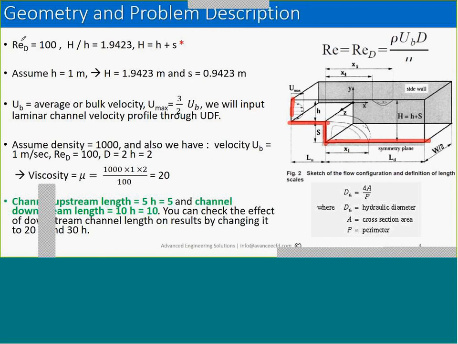Okay. As we know, we chose the Reynolds number equal to 100 and the h by H is equal to 0.9423. From the figure you can see that the capital H is equal to the small h plus S, where small h is the height of the channel upstream before the step, and S is the height of the step. So let's assume that the small h is equal to 1 meter. Now this is our arbitrary choice. You can choose 2 meters, but that should remain the same. As long as the Reynolds number and the expansion ratio are the same, the result should be the same.